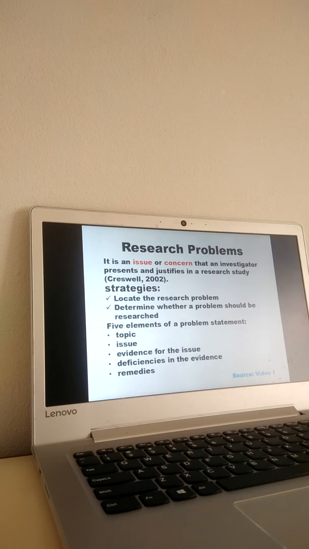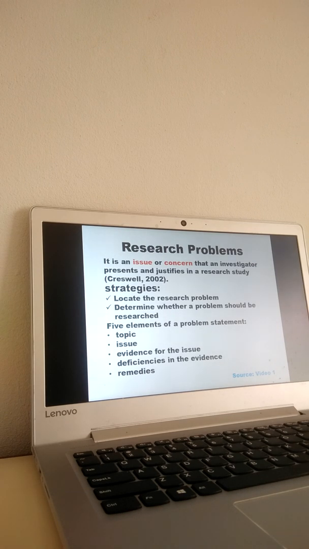So when you develop your research problem, you should take these factors into consideration. And there are five elements of a problem statement. The first is the topic. A topic is a subject area, maybe something you're very interested in. Second is the issue. That is a concern or a problem that needs a solution. And then the evidence for the issue. The evidence can come from the literature and also from your practical experiences.